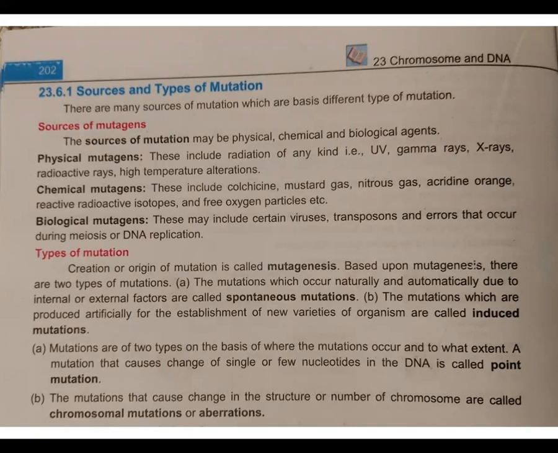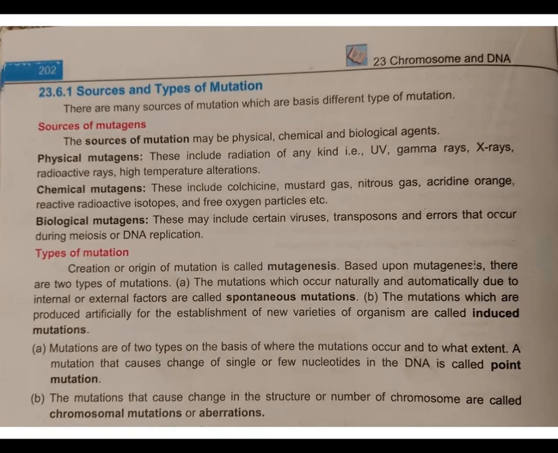The chemical mutations include colchicine, mustard gas, nitrous gas, acridine orange, radioactive isotopes, and free oxygen particles. Now, I request you all to remember at least 3 examples for each mutagen type. The third source is biological, which may be induced by living organisms or living particles like viruses, transposons, and errors that occur during meiosis or DNA replication.